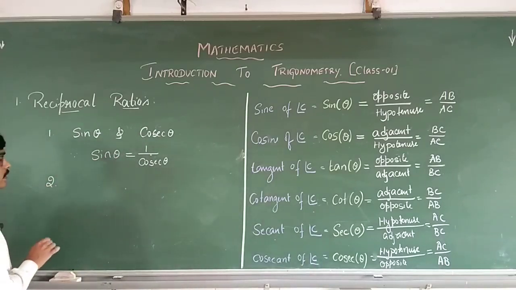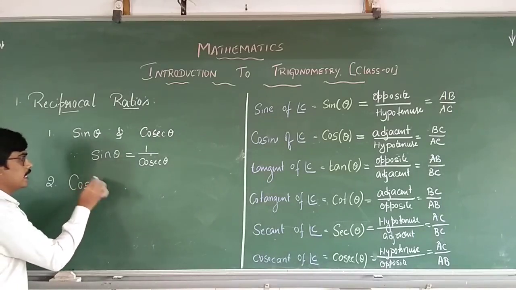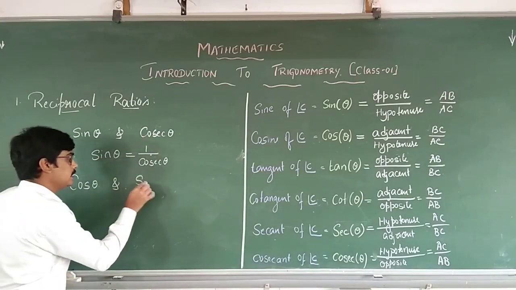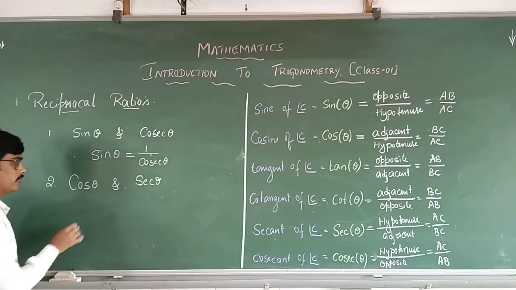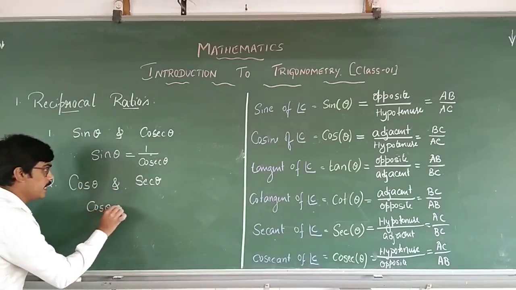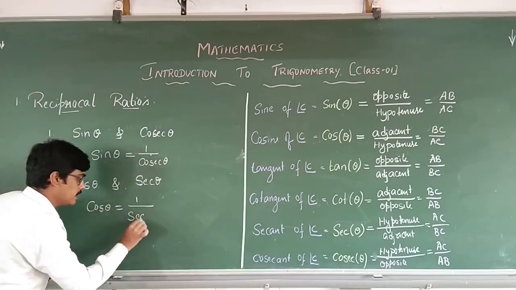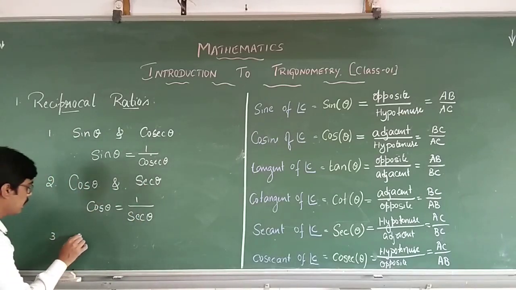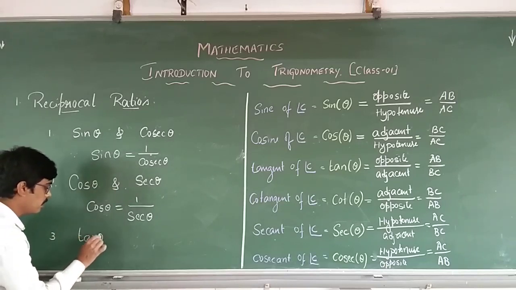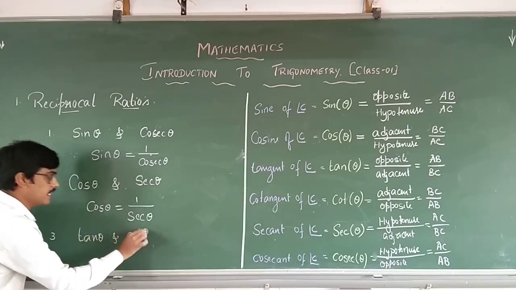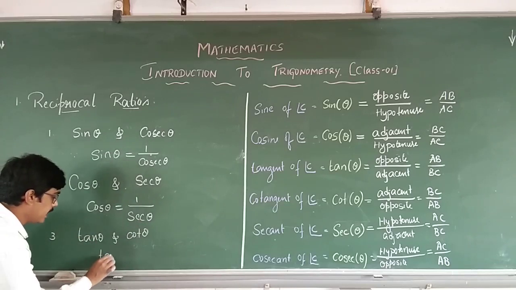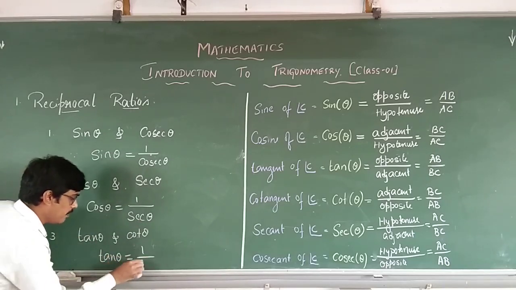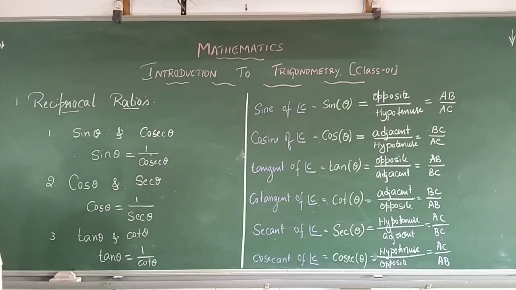The second one is cos theta and secant theta are reciprocals. That means I can write cos theta as 1 by secant theta. The third one, for tan, cot theta is the reciprocal because we can write tan theta as 1 divided by cot theta. So we call these three relations reciprocal relations. Right?